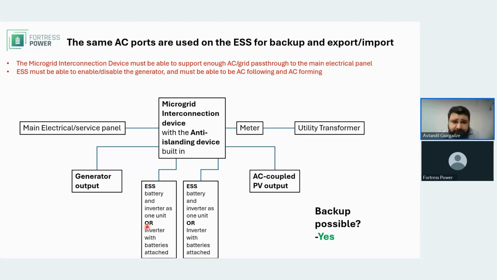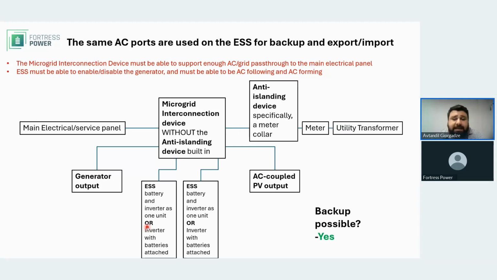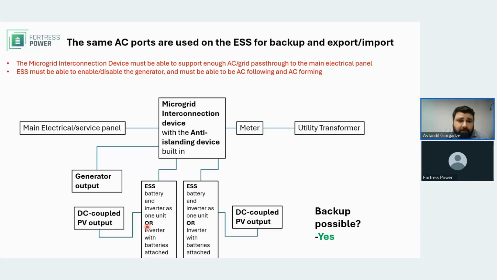So is backup possible here? Yes, absolutely. In some cases, as I said before, the anti-islanding device can be outside of the microgrid interconnection device. That is also fine. Nothing changes here except for the fact that your anti-islanding device does not live in the microgrid interconnection device.